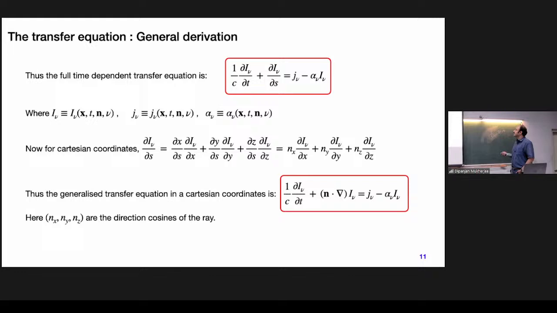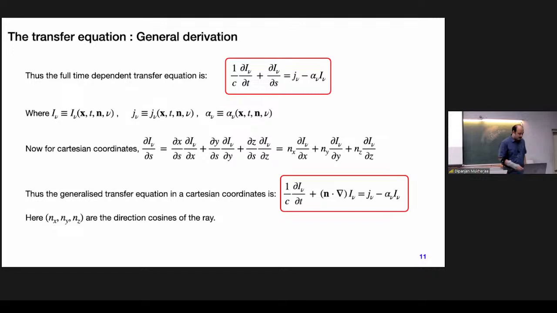Now let us focus on this term. So this is the rate of change of intensity along a given path, a given ray. The ray can have any arbitrary orientation with respect to your coordinate system. So suppose now we work in a Cartesian coordinate system. Then we can rewrite this in terms of a chain rule of partial derivatives. So dI_nu/dS is, if I have x, y, z, then dx/ds times del I_nu/del x, plus dy/ds times del I_nu/del y, and so on. Everyone agrees with this?